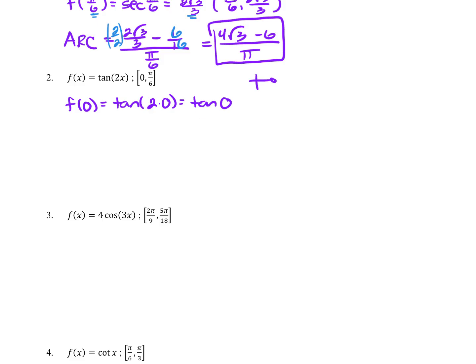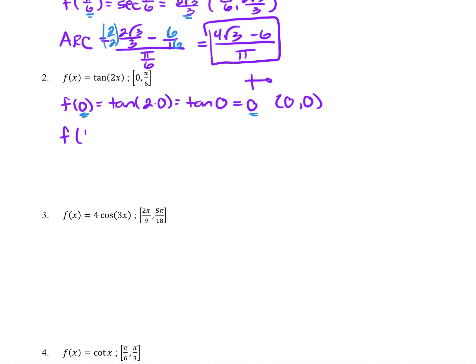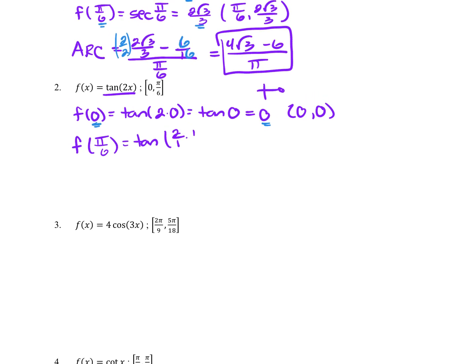We know that tangent is slope. The slope of the x-axis is 0, so tangent of 0 is 0. So this 0 and this 0 become an ordered pair of 0, 0. Now we're going to do f of pi over 6, which says that our function, tangent of 2x, is 2 over 1 times pi over 6, which says we're really evaluating tangent of pi over 3.